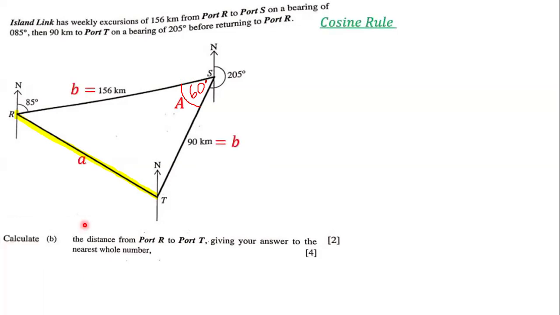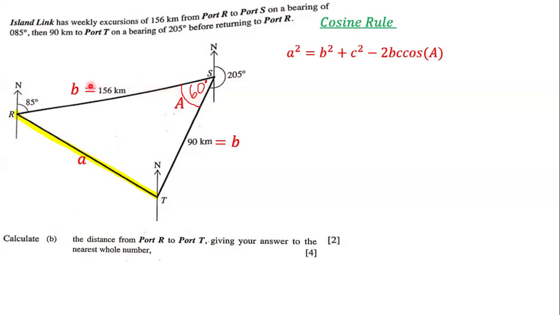What we're going to do is use the cosine rule for finding missing lengths. The rule says that a squared is equal to b squared plus c squared minus 2bc cosine of capital A. The missing side RT, the missing distance, we call small a. The angle that is opposite the missing side, we call capital A. So this is capital A, and capital A is 60 degrees.